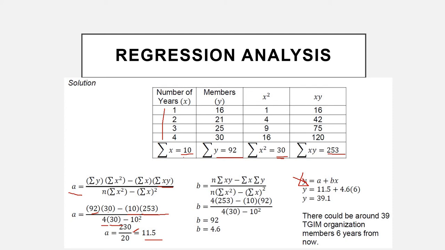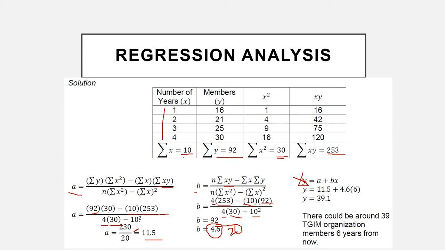Moving on to the B formula, we start with n, which is 4, times the summation of xy, that is 253, minus the summation of x, that is 10, times the summation of y, that's 92, all over 4, which is our n, times the summation of x squared, that is 30, minus the square of the summation of x, which is 10 squared. Upon solving, we got b equals 92 over 20, I missed including the 20 in our module. That gives us a result of 4.6. So our B now is 4.6.